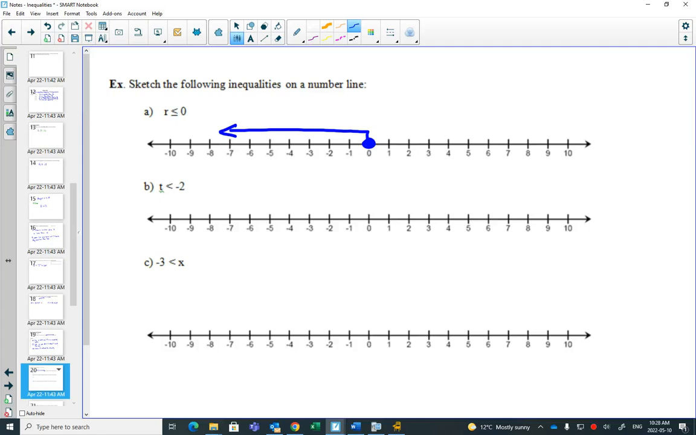But example B doesn't have that equal sign. Now t is less than -2. So when you go to -2, this time it's an open dot or an open circle. That means it doesn't equal. And then the arrow in this case would still go this way because t is still less than -2. So that's the difference between the open dot and the solid dot.